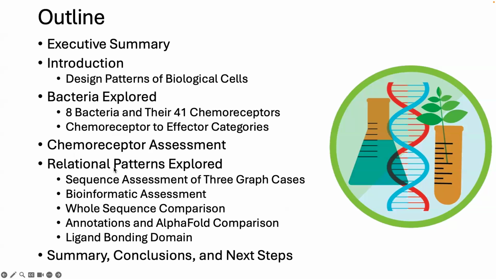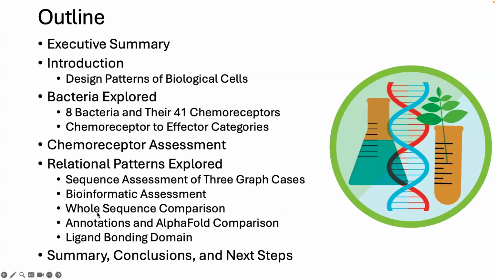I'll then get into the relational patterns that are explored. And so here are some of the things. We'll look at the sequence assessments of 3 graph cases. And so basically what I'm going to do is look at the relationship between the chemoreceptors and what they sense. And so we have a lot of graphs that will give us some understanding of what that is. And then I'll look at the sequences, something called bioinformatics, if that's something that you are familiar with. And then I'll start to get into more specifics about some subsequences and what we can see from that.